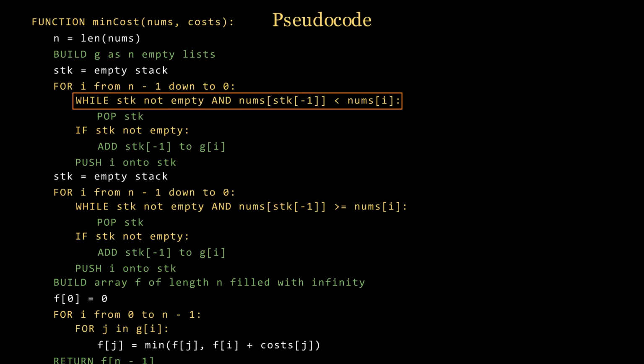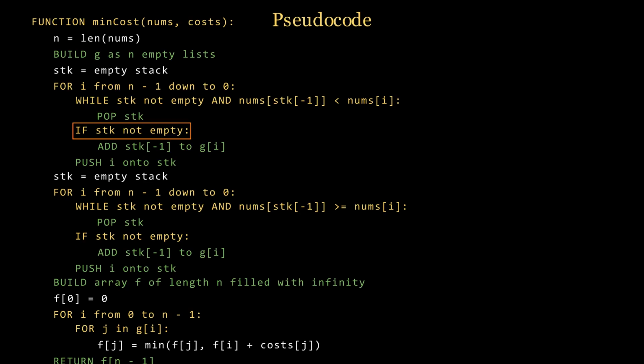While the stack is non-empty and the top index has a smaller value than nums at I, pop. If the stack still has an index, that top is the first position to the right with value at least nums at I. Record that index in G at I. Push I onto the stack.